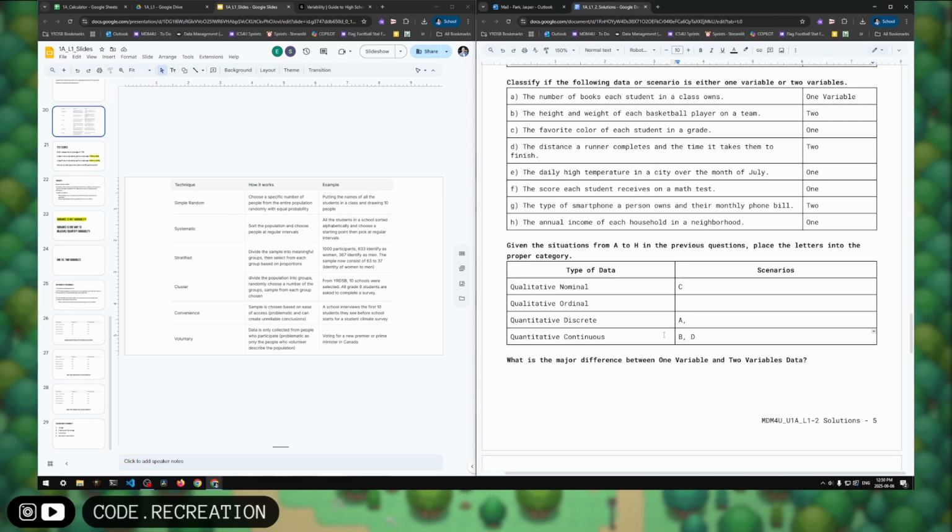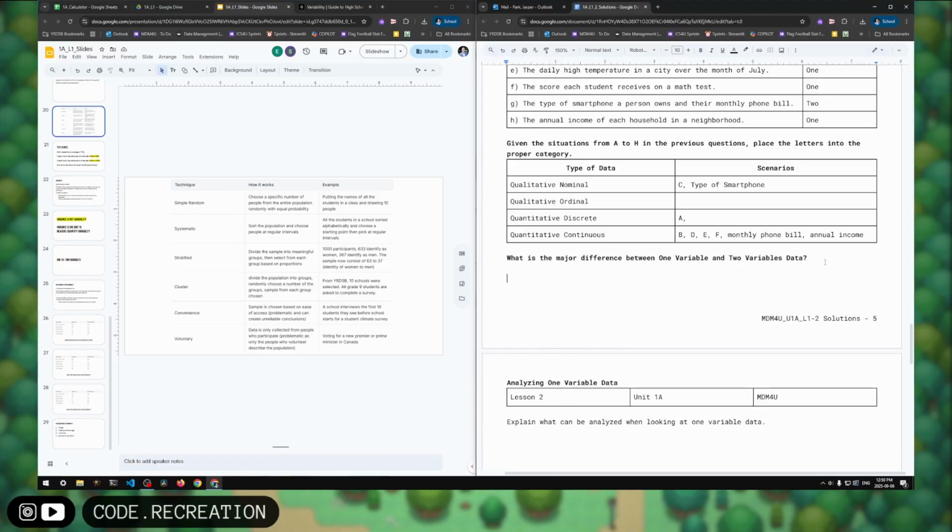The daily high temperature should be precise. Let's say E. The score each student receives on a math test. I like to give partial grades, so we're going to say F for continuous. The type of smartphone a person owns and their monthly phone bill. The type of smartphone, that is nominal. But the monthly bill has decimal values, so monthly phone bill will go there. The annual income of each household in a neighborhood could probably have decimals. Okay, so annual income, we'll do that.